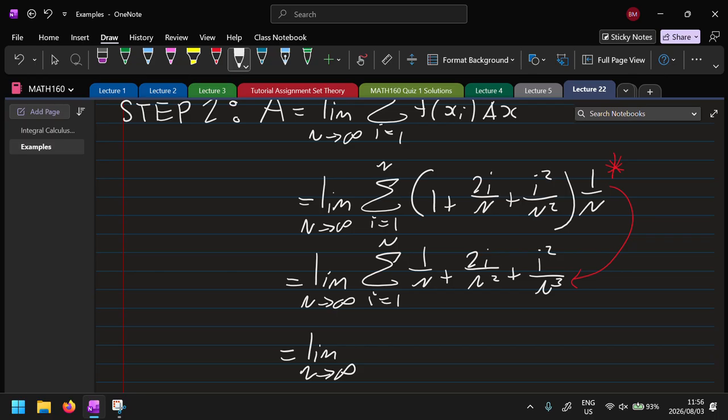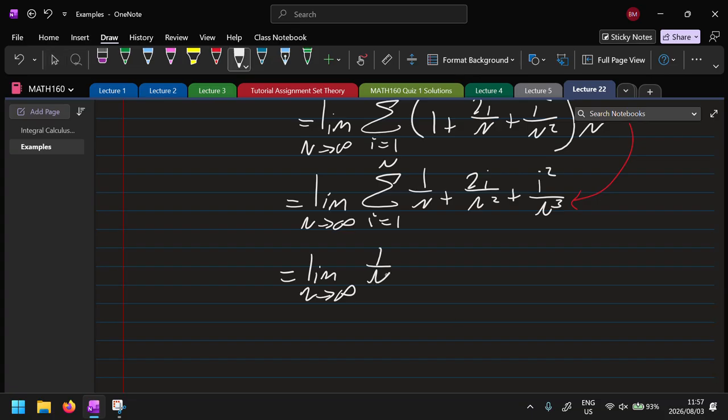So for the first term, we have 1 over n. That has nothing to do with i. We can take that out. Next term, 2 over n squared. Nothing to do with i. We can take that out. Last term, 1 over n cubed. Nothing to do with i. We can take it out.